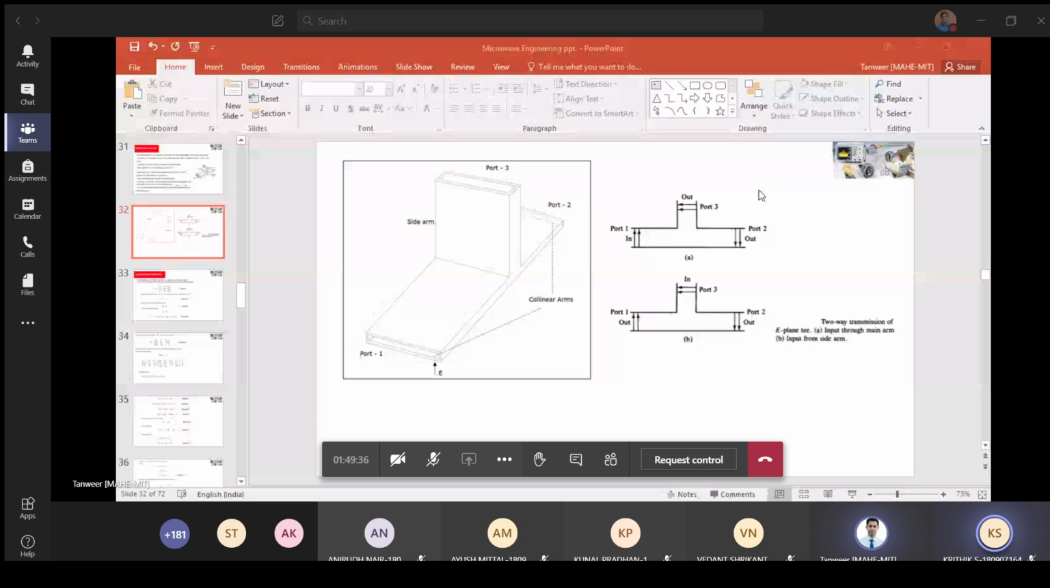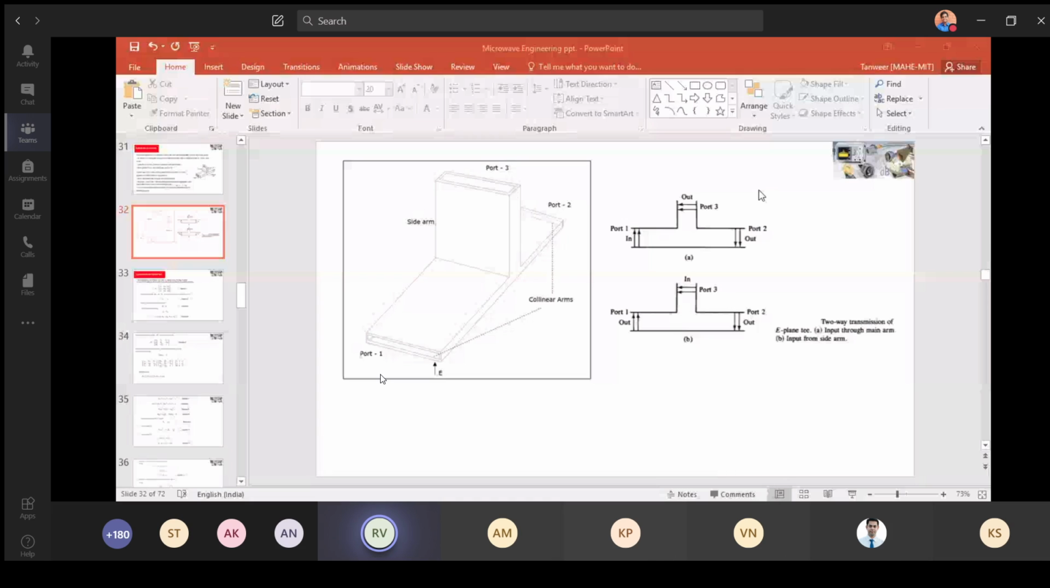Any other questions? What about other classes? Are all classes running like this? Which subjects do you have this semester? You can unmute yourself. Other than this, we have microprocessors, analog and digital communication. Have all these classes started? Yes, sir. Okay.